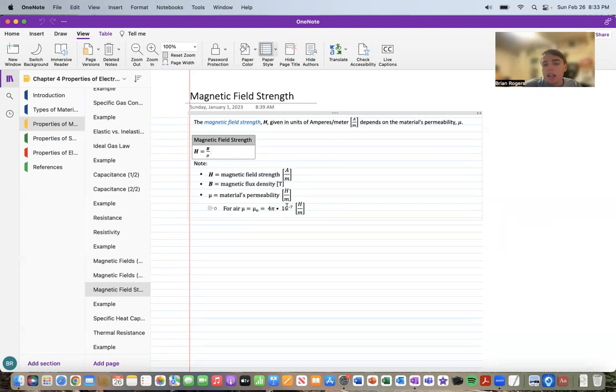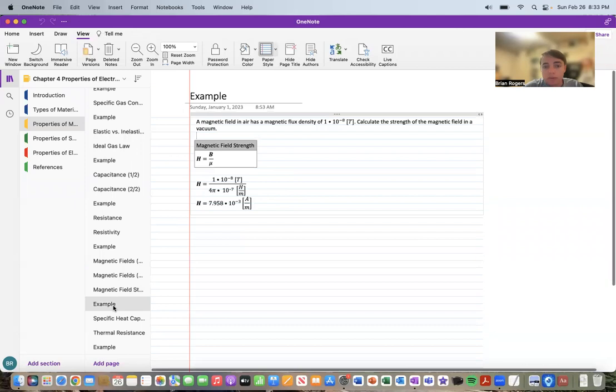And then here we have henries divided by meters. And so you're going to notice henries a lot of times are used with inductors. And so we'll get into that a little bit later. But right now we're going to calculate the magnetic field strength.